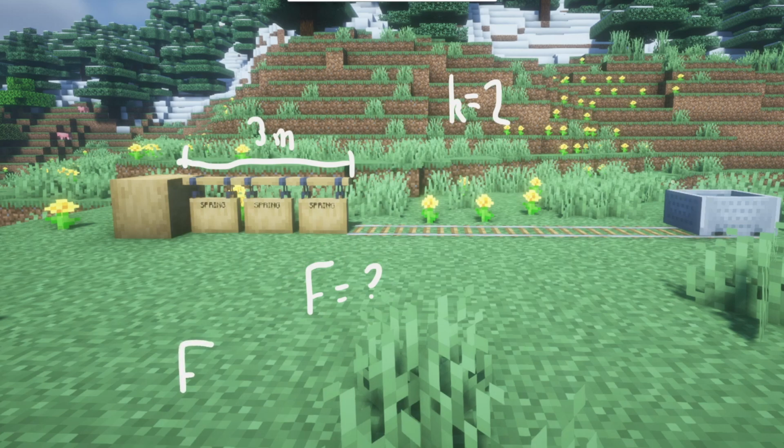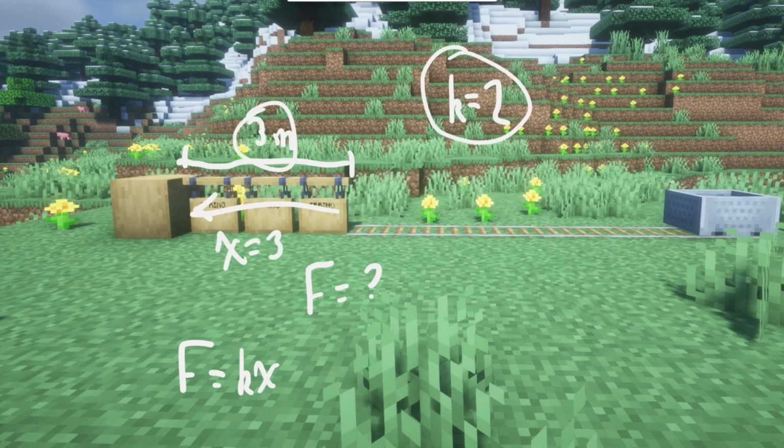So we use this formula, F equals kx, and since it's just force for now, we don't need to use the negative part. We know the spring constant is 2, and since it goes all the way in, x will equal 3. So that means the force will equal 2 times 3, which is 6 newtons. And that is the force that the spring exerts onto the minecart.